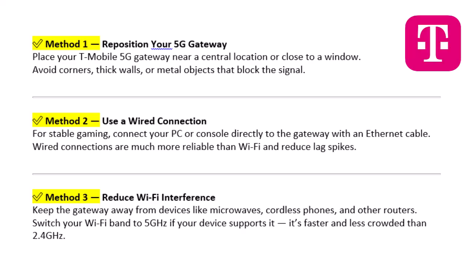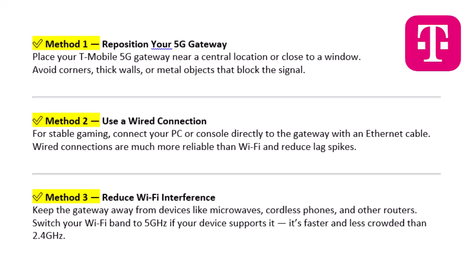Step 2. Request the unlock from T-Mobile. If your phone is eligible, submit a device unlock request through the T-Mobile website or app. T-Mobile will email you instructions or confirmation once approved. Unlock approval usually takes a few hours to 24 hours. Be patient before trying global settings.